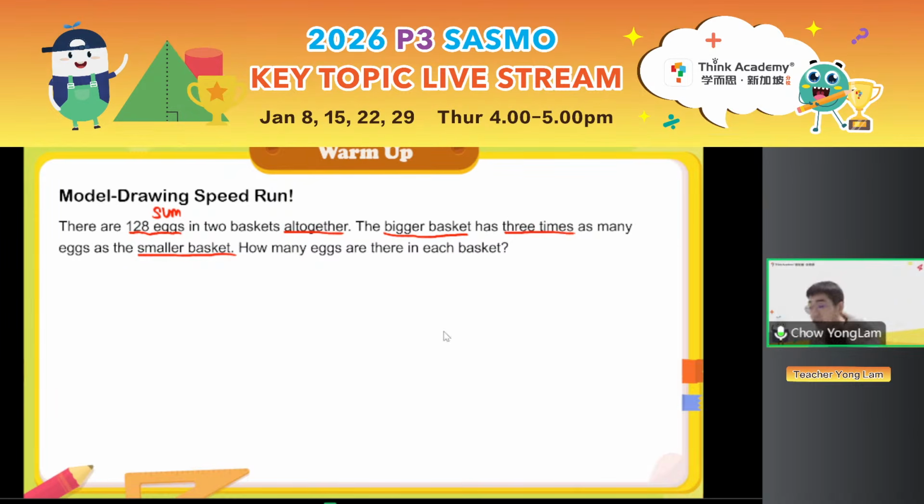Not the sum, not the difference. It is the multiple relationship. And now, how many eggs are there in each basket? Now, this is a sum and multiple question. Whenever you see a multiple relationship, the way you draw the bars should be a bit different. What is the word that you always think of?